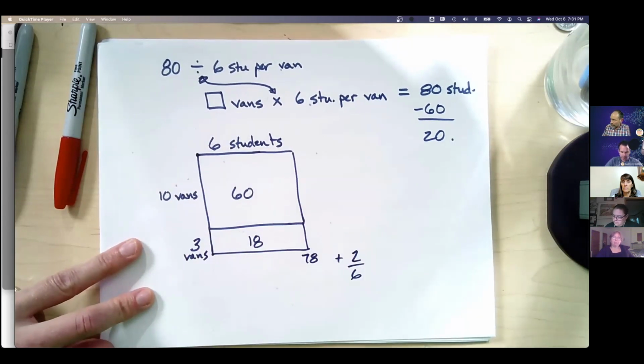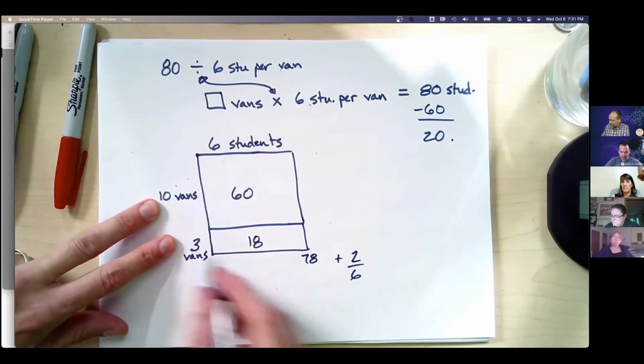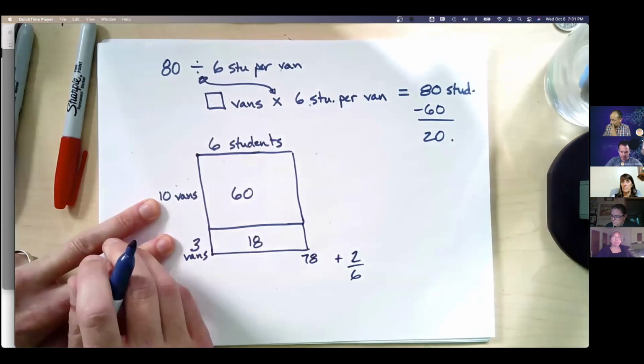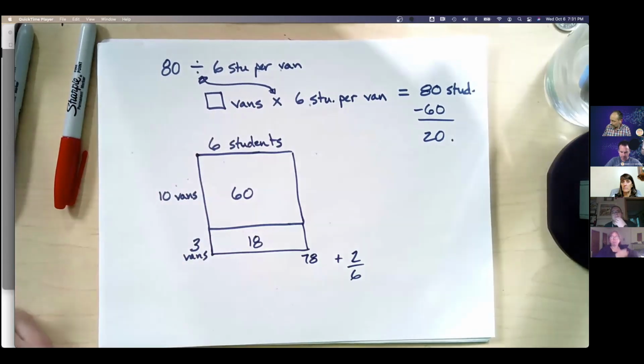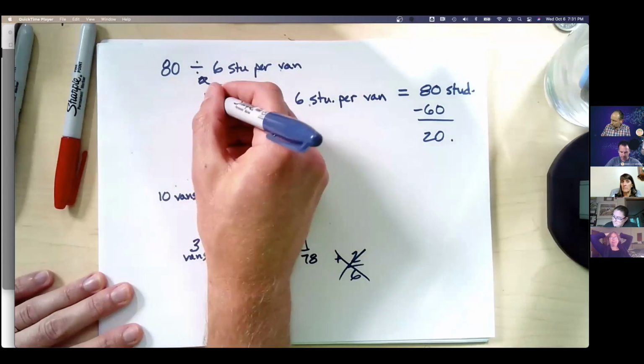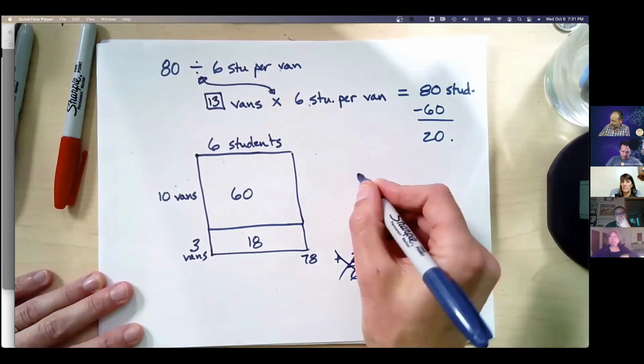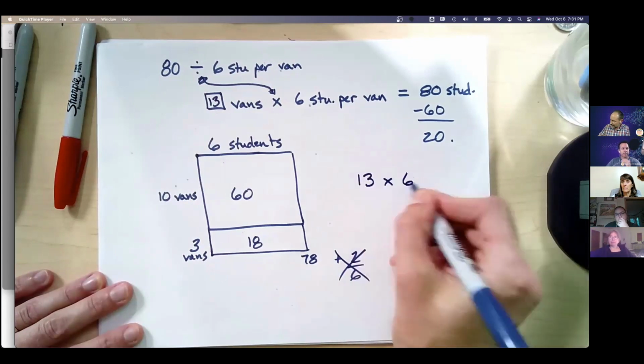Now, why I want to share that is because we go, okay, well, if there's 13 and 2 sixths vans over here, well, let me think about this for a second. Let's not worry about the remainder for a second, and let's work with 13 groups of 6. Let's think about what we really just did here. We took 13 times 6 is equal to 80.